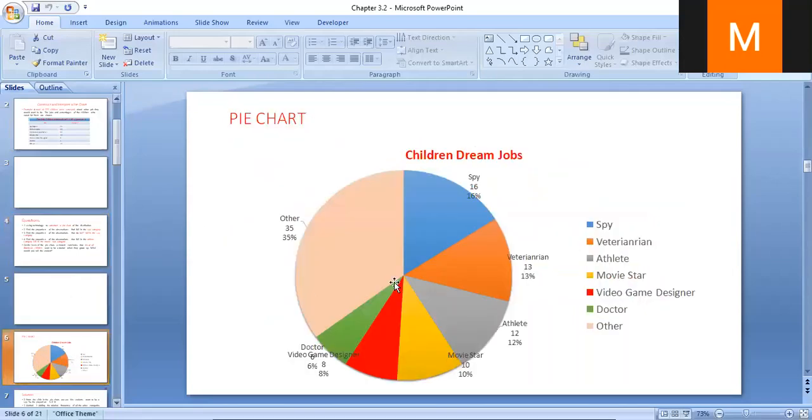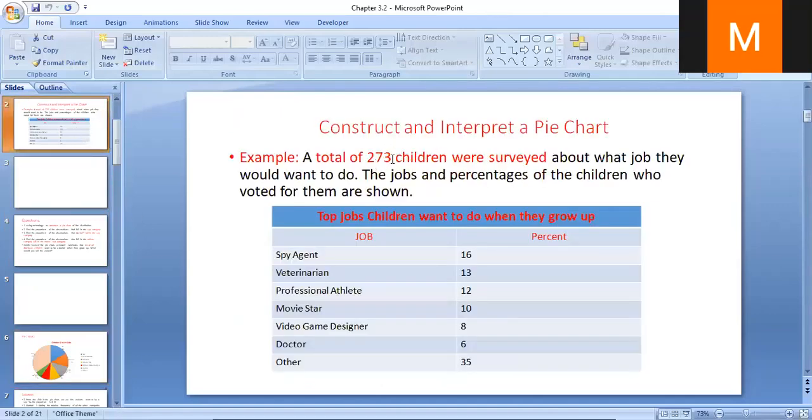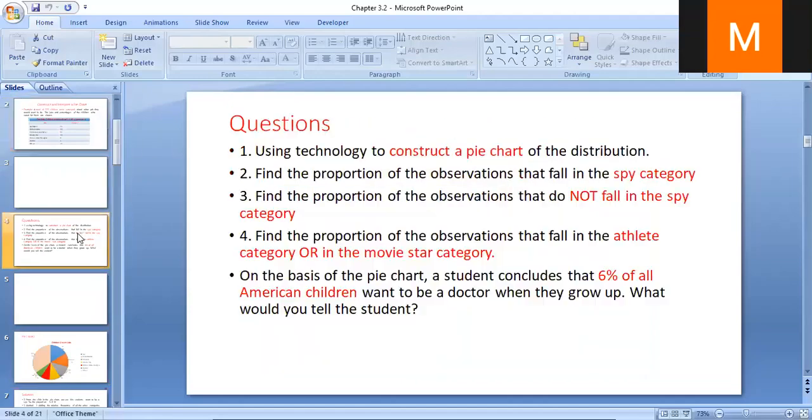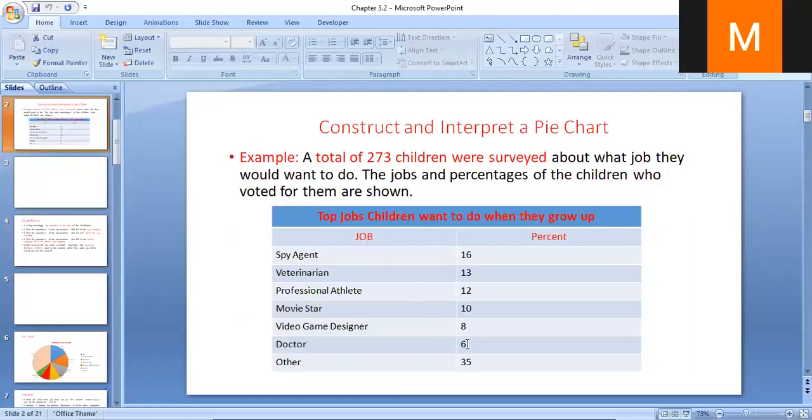When you look at the pie chart, you see "want to be a doctor" is 6%, but 6% of the children in the survey, 273 children, not all American children. When you pay attention to the question, 6% of American children is different. It is 6% of 273 children in the survey. So this is the table that tells you the percent of the children who want to be in when they grow up.